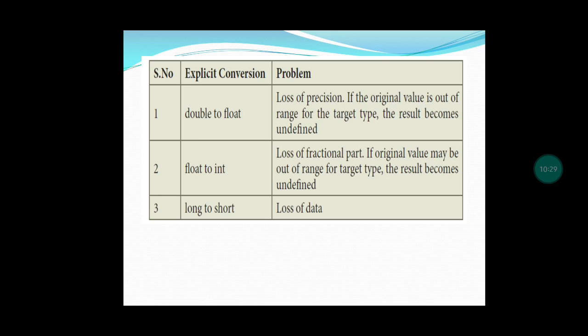Next, some problems happen when we are converting in explicit conversion. Converting double to float may have some loss of precision. If you are converting float to integer, it also has some loss of the fractional part. And if you are converting long to short in explicit conversion, it has some loss of data. This type of problem will happen when you are using the explicit conversion.